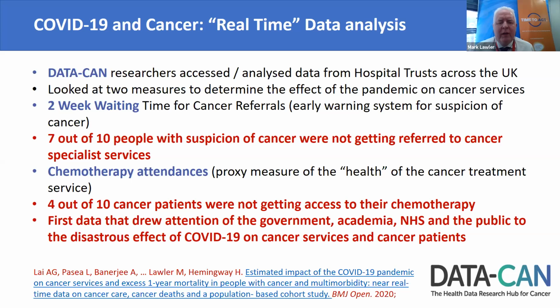So two things we looked at to really look at the effect of the pandemic on cancer and cancer patients. First was looking at 2-week waits in terms of the early warning system for suspicion of cancer. And we found that 7 out of 10, yes, that figure is correct, 7 out of 10 people who had suspicion of cancer were not getting referred to their specialist services. We secondly looked at chemotherapy attendances, which is really a measure of the health of the cancer treatment service, and again found this very significant impact. 4 out of 10 cancer patients not getting access to their chemotherapy.